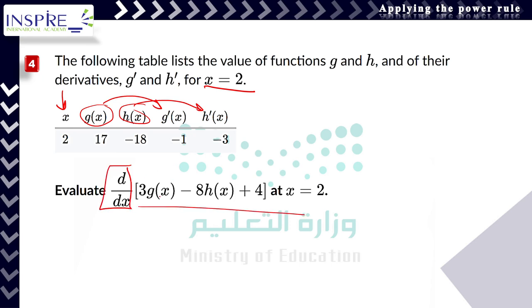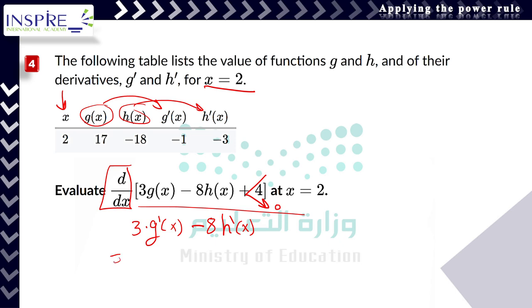How will you get it? You will start term by term. 3g of x, what is the derivative of 3g of x? It will be 3 times g dash of x. What about negative 8h of x? How to get the derivative of that? It will be negative 8 h dash of x. And of course the derivative of any constant is equal to 0.